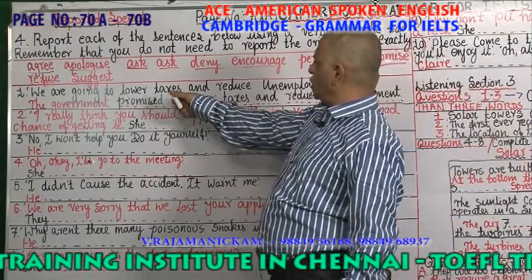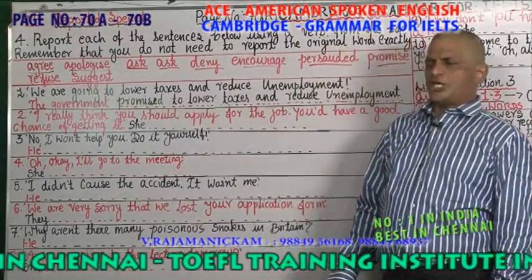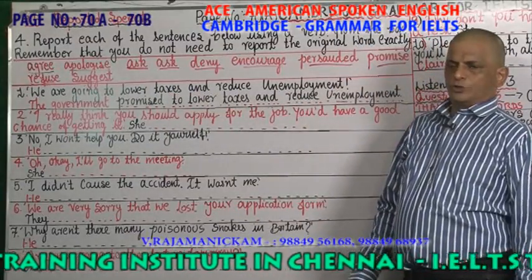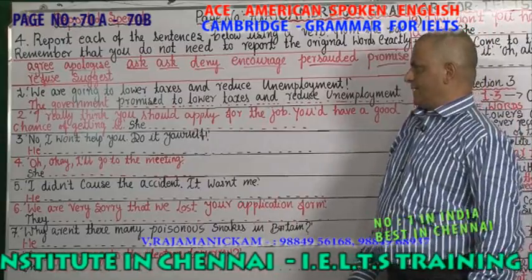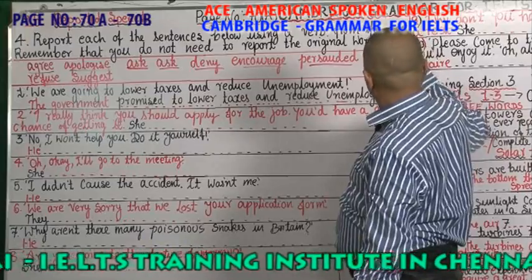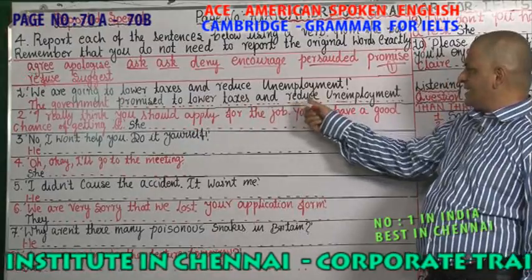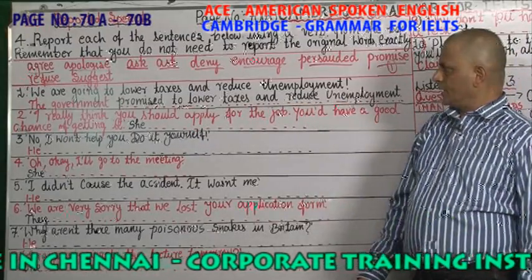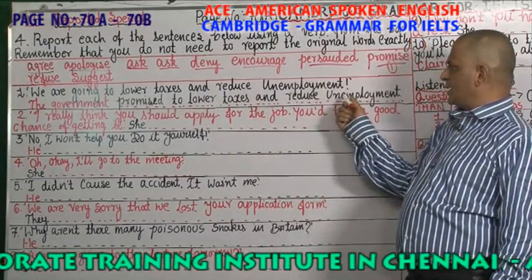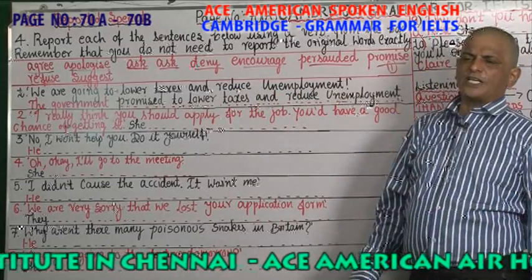We are going to lower taxes and reduce unemployment. A minister says, we are going to lower taxes and reduce unemployment. So what do you go and say to outside? Somebody, the government promised. You take the word promised. See, this is the one, number 1, promised. The government promised to lower taxes and reduce unemployment, right? The V stands for the government.